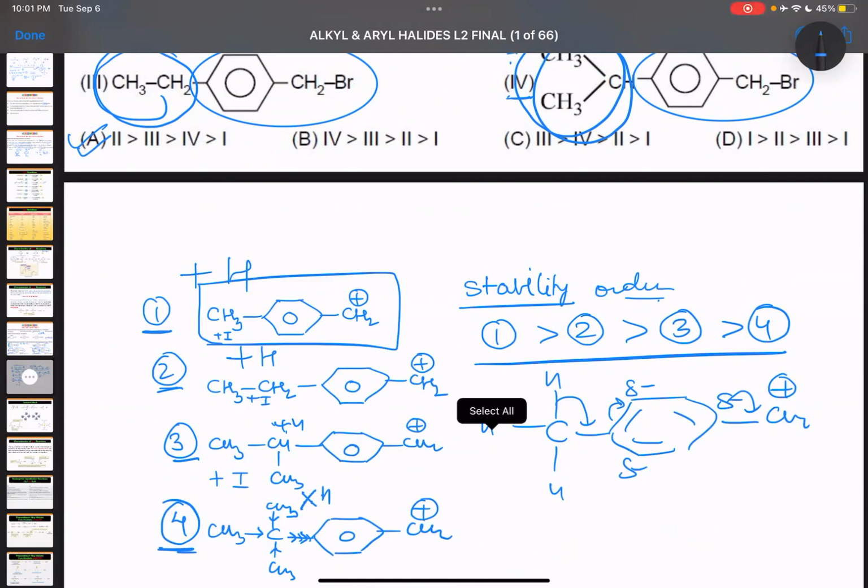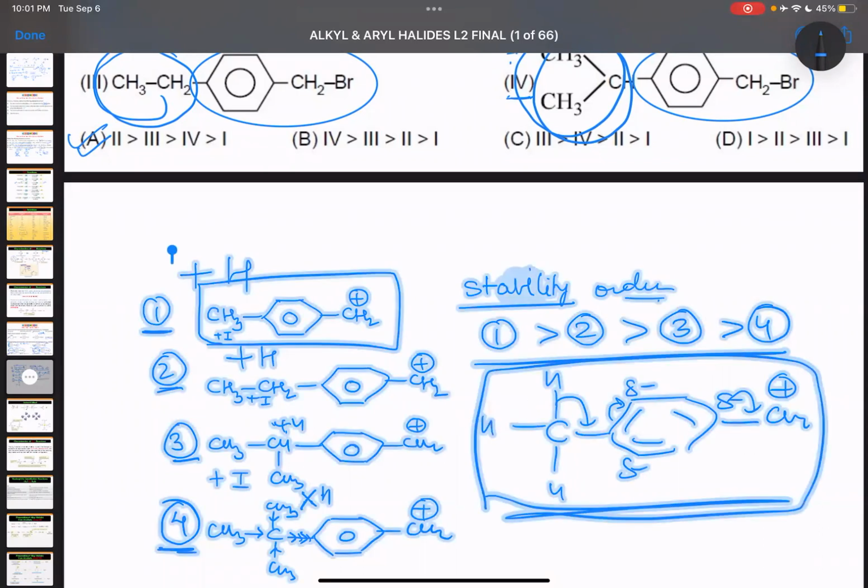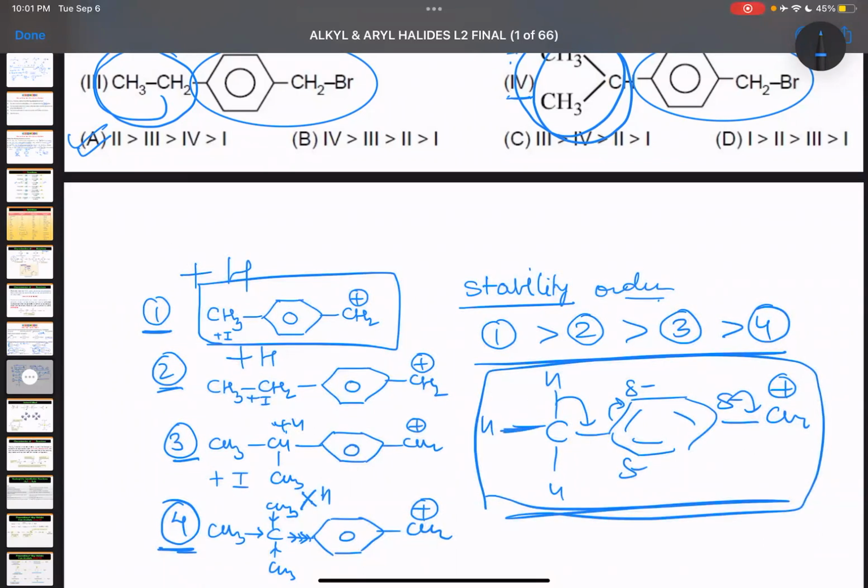And why is it more stable? Because of the hyperconjugation. Look here. And how do you measure hyperconjugation? You measure how many hydrogens can participate in hyperconjugation.